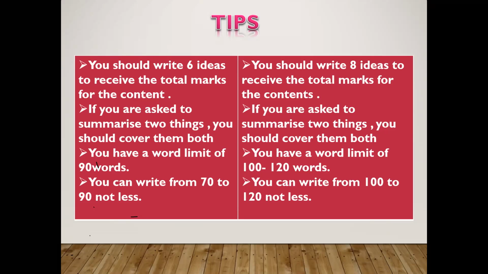So if you are asked to write about the advantages and disadvantages, you have to write 8 for both of them. You can divide the 8, whether you write 4 and 4, 3 or 5, no problem. This is not a problem. But you have to cover both ideas. Okay? Again, the word limit is 90 words, which means for the core you can write between 70 to 90.